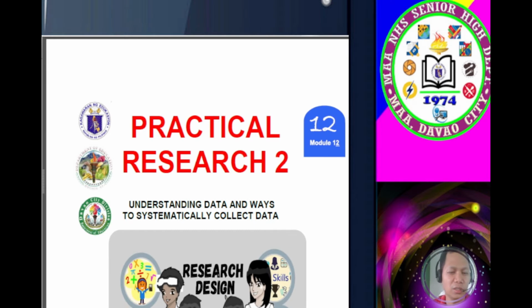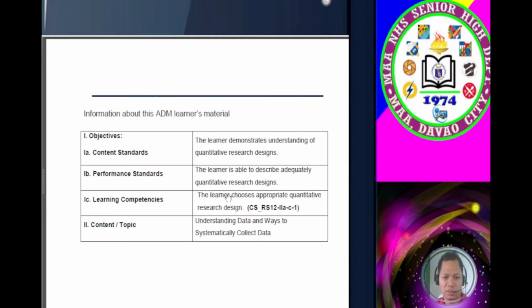So we are now again in our second quarter in Practical Research 2. This module is entitled Understanding Data and Ways to Systematically Collect Data. In this module, we will discuss this competency: the learner chooses appropriate quantitative research design. I think you're ready for our next topic.